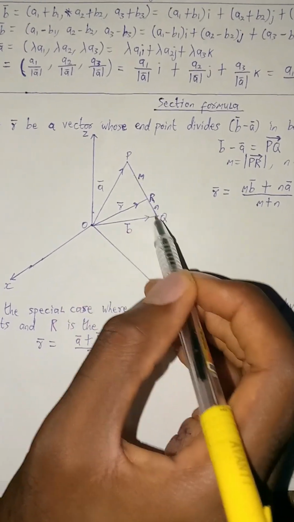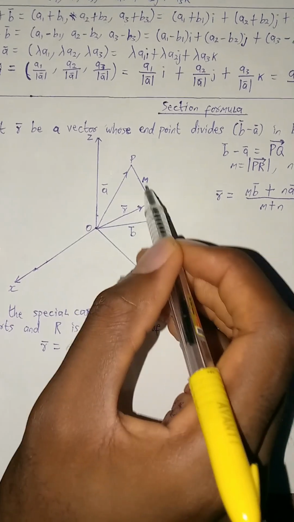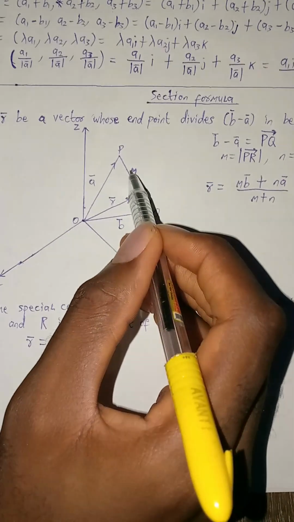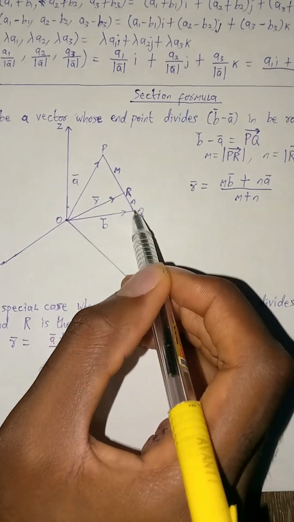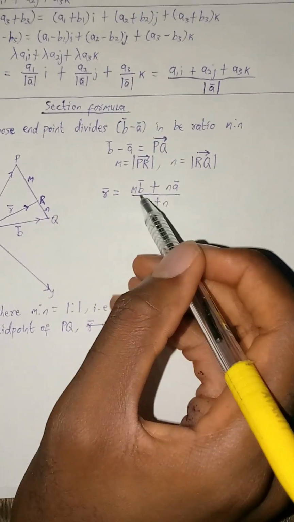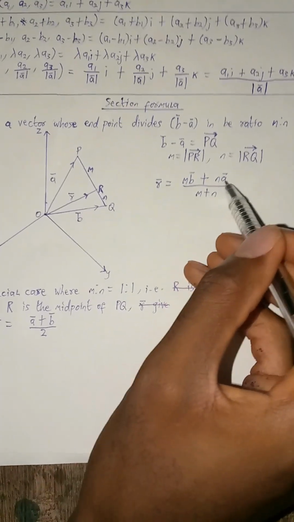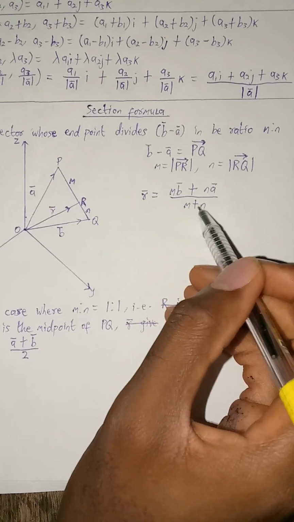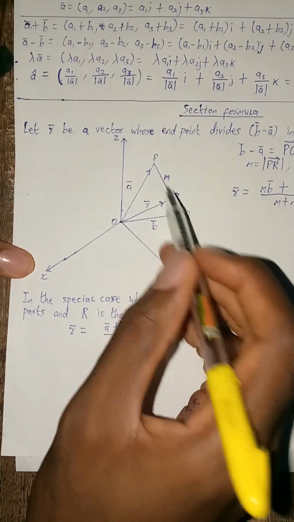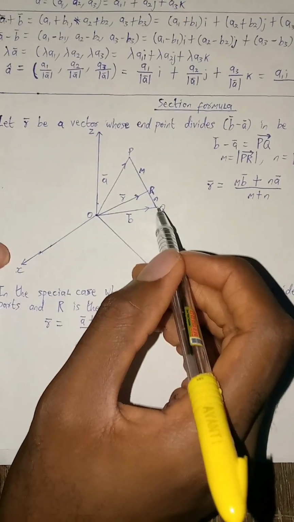And if we want to divide B minus A in the ratio of m is to n, so that this part PR will be equal to m, and this part RQ is equal to n, you simply use the section formula. It says that mB plus nA all over m plus n will give us R. And that R is the vector that divides B minus A in that specified ratio.